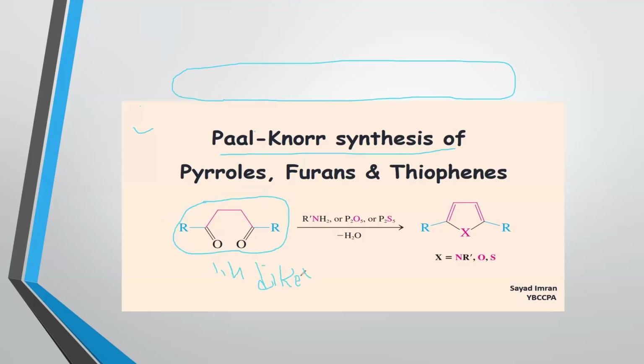So what is the difference between the Paal-Knorr synthesis of these three rings? In case of pyrrole, we are using ammonia or amine as a base. In case of furan, we are using P2O5, or as I have mentioned, we can use HCl. In case of thiophene, we are using P2S5. P2O5 is for furan, and P2S5, as it contains sulfur, is for thiophene. HCl or P2O5 for furan, and ammonia or amine for pyrrole. The name reaction is similar, but the reagents are different for synthesis of different rings. That is Paal-Knorr synthesis. Remember this also.